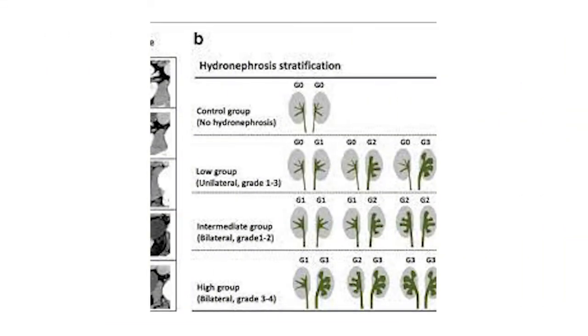Now, here is the hydronephrosis stratification showing the control group, G0, where there is no hydronephrosis and both kidneys are normal, and in the low group the unilateral grade 1 to 3 is clearly seen. G0 is the control group and G1 is the grade showing 1 to 3, clearly seen in the second diagram. In the third diagram, the intermediate group, bilaterally showing grade 1 to 2, the control group is also hydronephrotic and the trial group is also hydronephrotic. And in the high group, both kidneys equally suffer, grade 3 to 4 is clearly seen in this image.